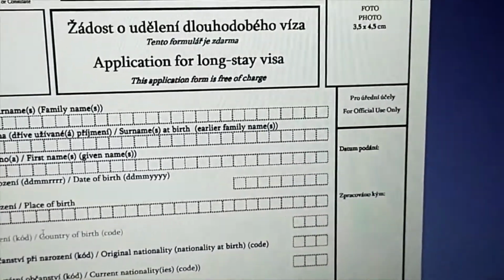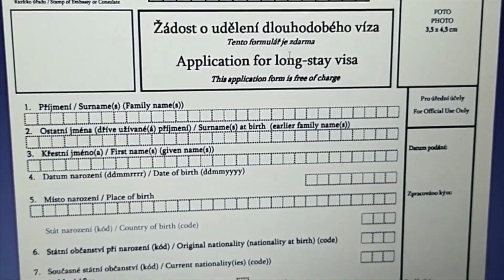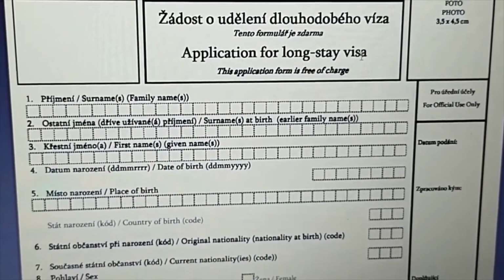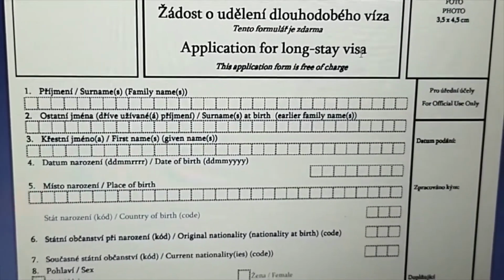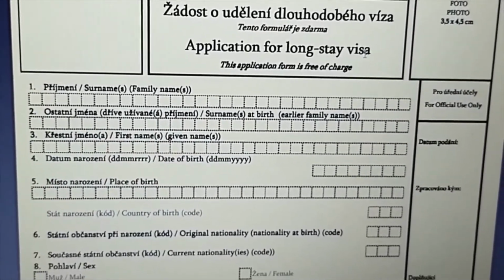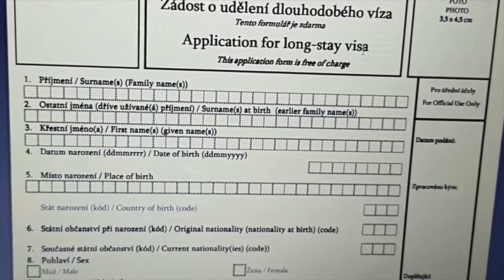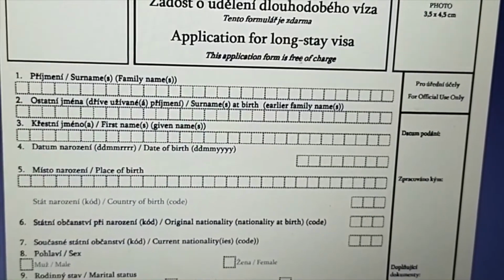I'm gonna zoom this. As you can see here, this is application for long-term visa, long-term stay visa. Okay, that is for the purpose of study. This is exclusively for students. It's not for visiting, it's not for business, it's for students. So make sure you access the right form, and then you come here to fill the form.